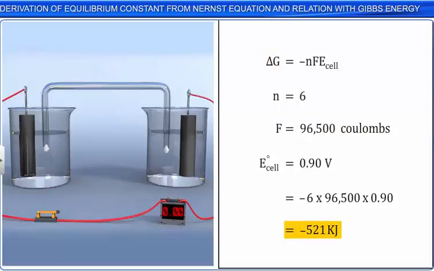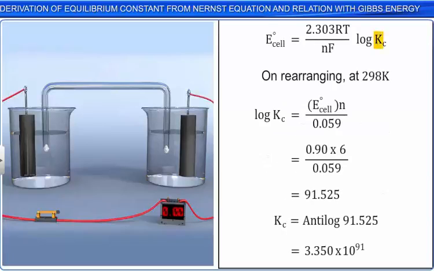You can find Kc from E cell. Start with the equation relating E cell and Kc. Rearrange to find log of Kc and substitute. Log of Kc is equal to 91.525. So, we end up with a Kc value of 3.350 into 10 to the power 91.